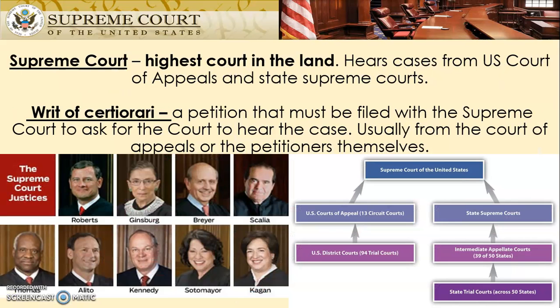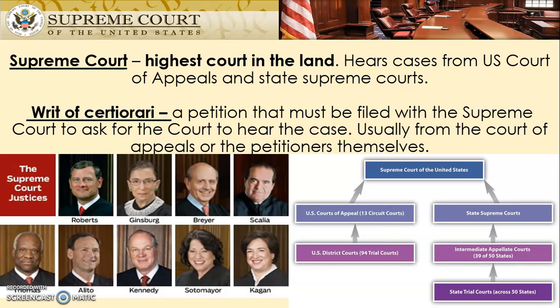So from there, the Supreme Court. This is the highest court of the land, and it hears cases from U.S. Court of Appeals and state Supreme Courts as well. But first, they need something known as a writ of cert. I'm so sorry, my Latin's really bad. I just like to call it the writ of cert.